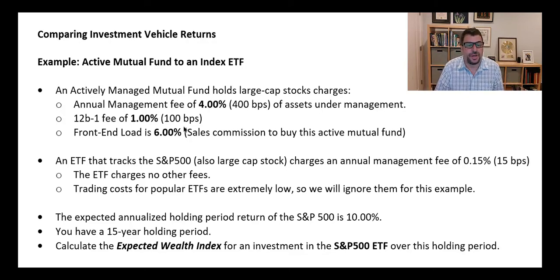And here's an example. An actively managed mutual fund, so this is an actively managed fund, holds large cap stocks. It charges an annual management fee of 4% of assets under management, and it charges a 12b-1 fee of 1%, and there's a 6% front-end load. So this is an open-ended fund, because remember, only open-ended funds charge front-end loads. And so this is the sales commission to buy the fund. To remember how this works: for every $100 I put in the fund, 6%, $6 goes back to the salesperson, and only $94 gets invested in the fund.